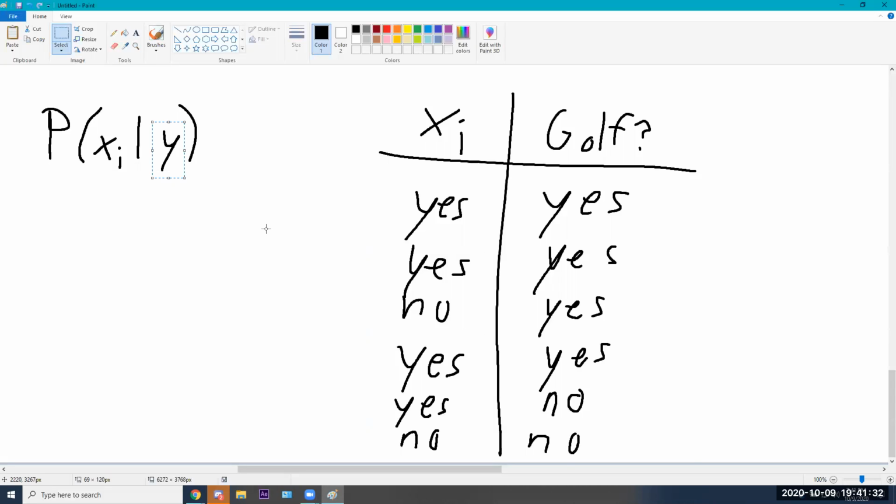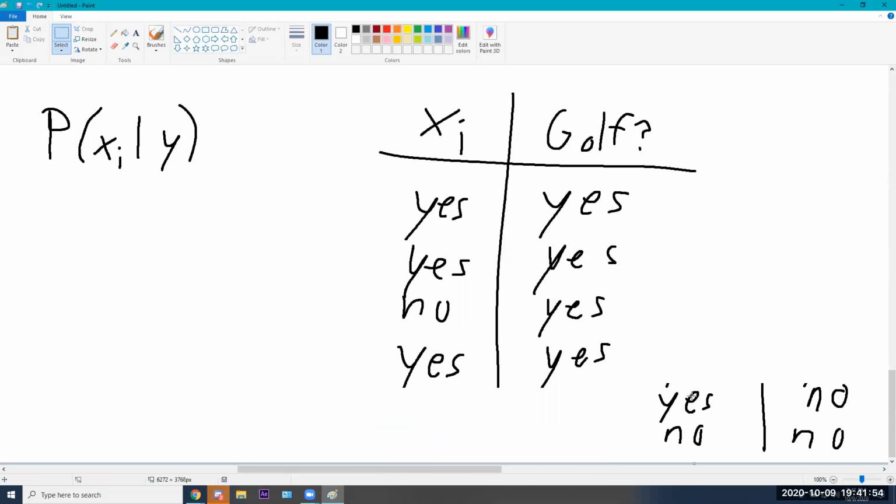If you're only looking at the cases where y is true, where it is a good day to go golfing, then you disregard the cases where y is false, because you're not considering those in this conditional probability. So you just ignore these, cut these off, and only look at the cases where y is true. Then you can count them up and divide again. Out of all the cases where y is yes, what's the probability that xi is also true? We have 1, 2, 3 yeses, and then 1 no. So that'd be 3/4 for this particular data set.